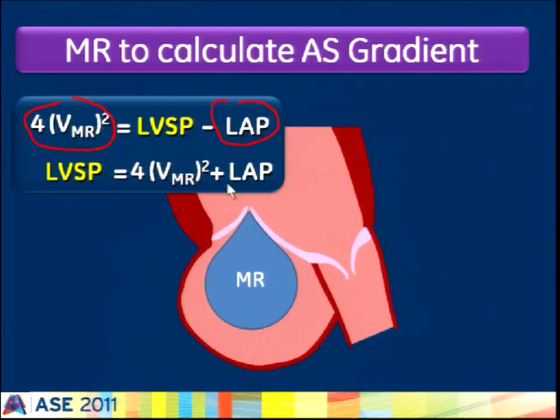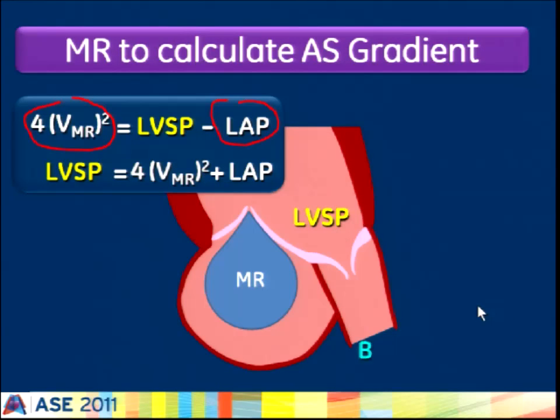Most times we tend to estimate left atrial pressure as being about 10. So all you need to do is measure the peak MR velocity and estimate your left atrial pressure. We can then work out what the left ventricular systolic pressure is. So we know what our left ventricular systolic pressure is.